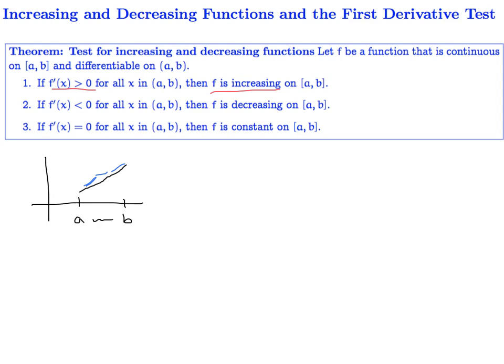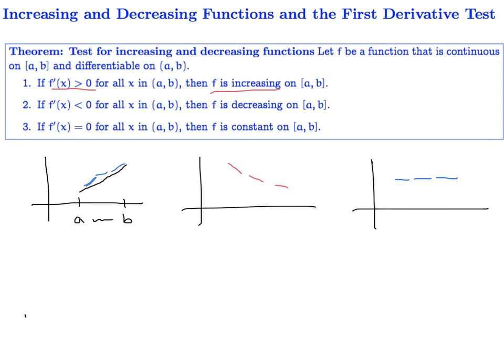Similarly, for part 2, if I've got some negative slopes, remember that negative slopes overall have this downward looking thing. That means your function is decreasing. And finally in part 3, if your slope is always 0, then you're not moving up or down. Slope really tells you whether your function is moving up if it's positive, moving down if it's negative, and not moving at all if it's 0.